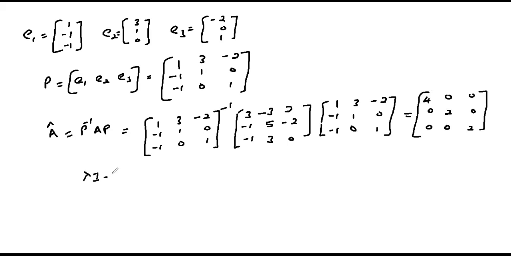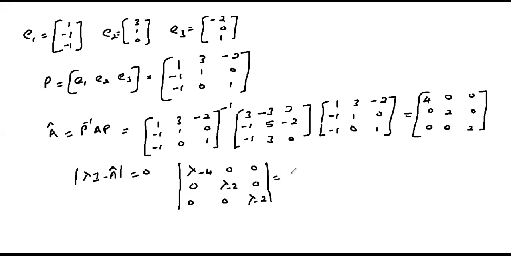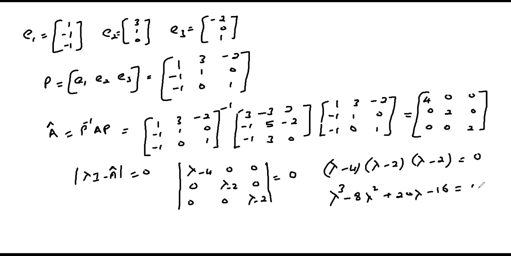determinant of lambda I minus A hat is equal to 0, which will be lambda minus 4, 0, 0, 0, lambda minus 2, 0, 0, 0, lambda minus 2, determinant is equal to 0, which gives us lambda minus 4 into lambda minus 2 into lambda minus 2 is equal to 0, which will be the same characteristic equation we had, lambda cubed minus 8 lambda squared plus 20 lambda minus 16 is equal to 0.